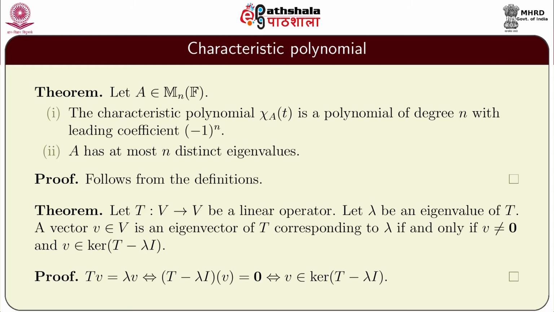The next theorem says that if T is a linear operator on V and lambda is an eigenvalue of the operator T, then a vector V is an eigenvector of T corresponding to lambda if and only if V is non-zero and V belongs to the kernel of the operator T minus lambda I.